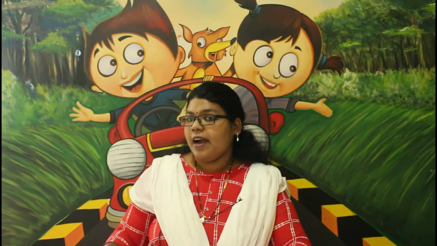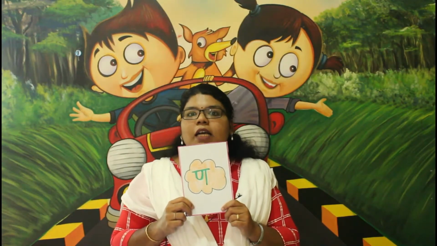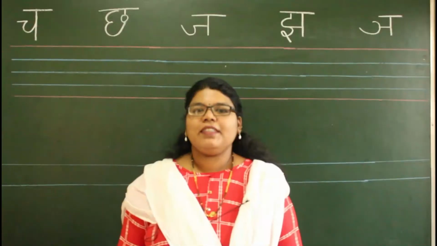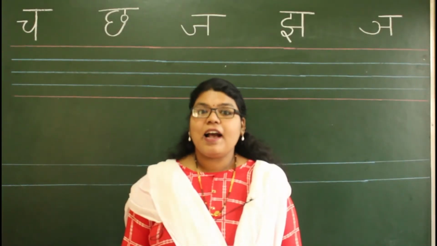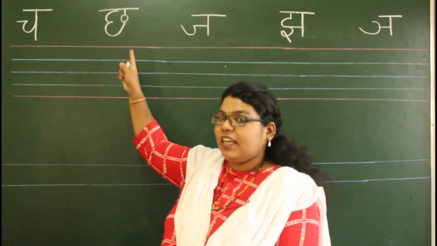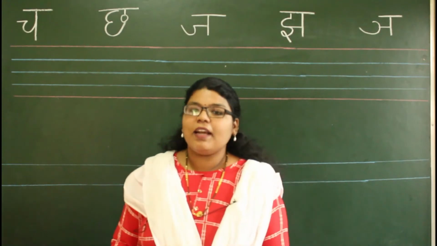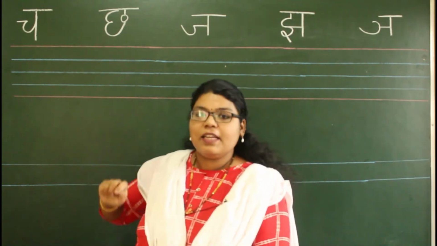Next is na. There are no words starting with na. Children, repeat. Na, na. Very good. Children, now let's see how to write cha, chha, ja, jha, nya. Okay? First let's see how to write cha.